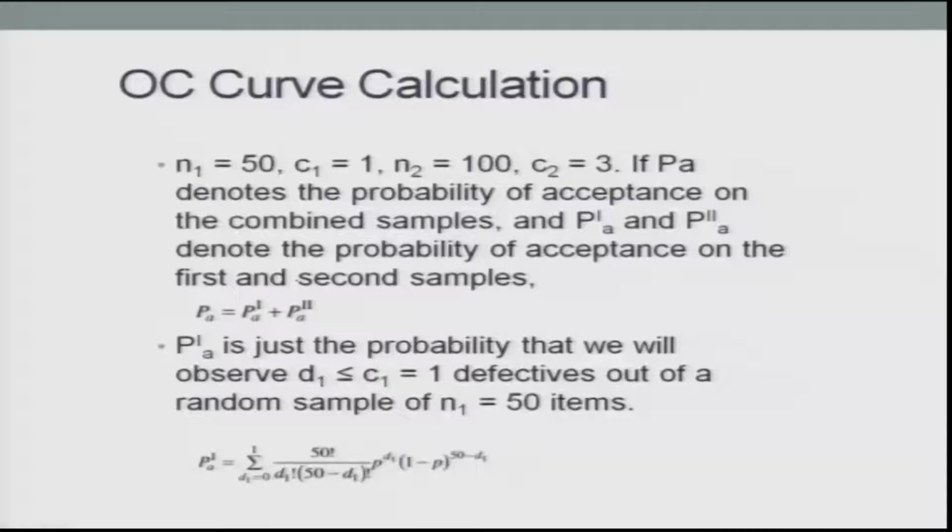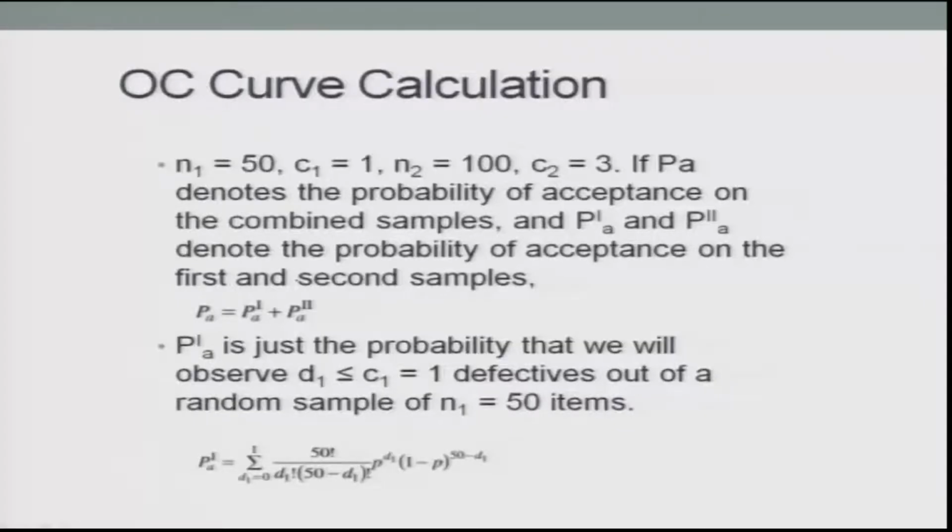So, OC curve calculations depend on the binomial distribution. I am mentioning the binomial distribution because you either accept or reject the particular lot in front of you. So, n1 is 50, C1 as you remember is 1, n2 is 100, C2 is 3. If PA denotes the probability of acceptance on the combined scale, and P1A and P2A denote the probability of acceptance on the first and the second sample, obviously the probability is basically the sum of P1A plus P2A. So, based on that you find out.